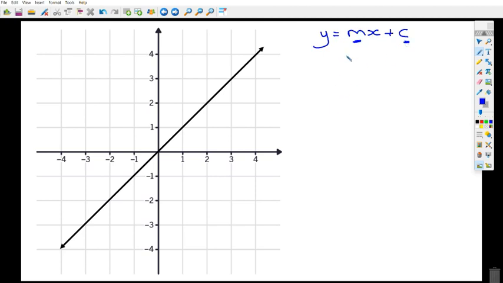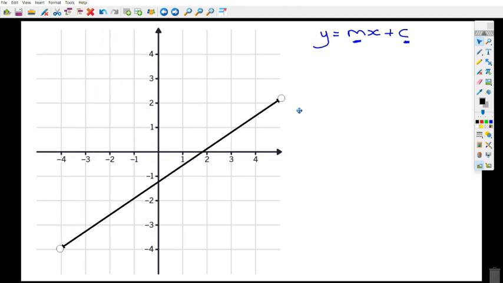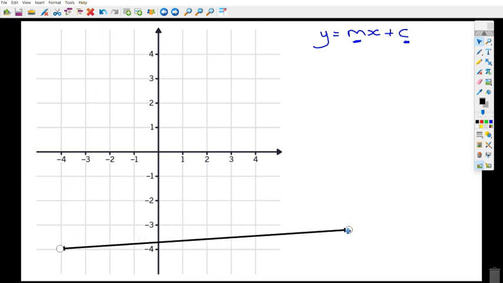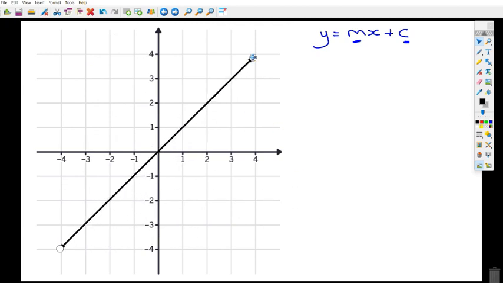M is my gradient, so it's how steep or how not steep my line is. Can you see that this is steep? If you have to walk up this line, most of you won't get to the top because it's very steep. Or how not steep is my line. That's a nice line to walk on, nice and easy. So if I have to draw that, I want to go and find that.